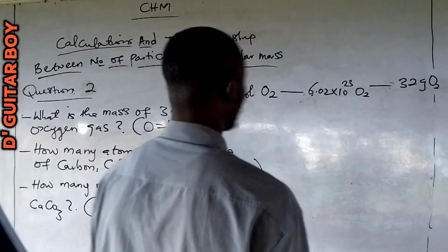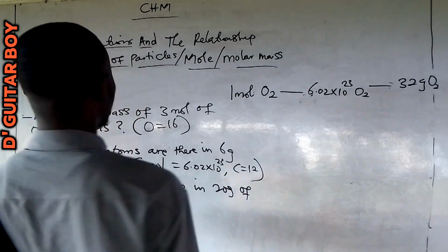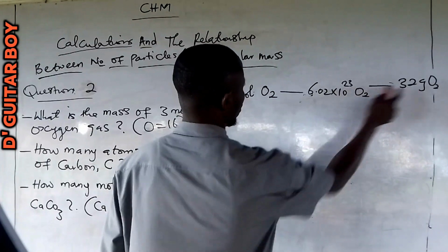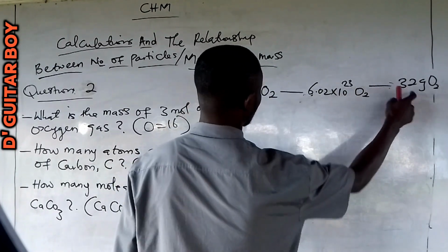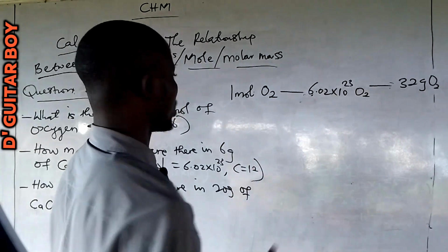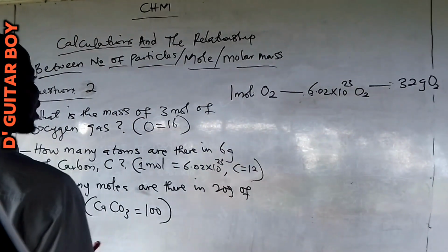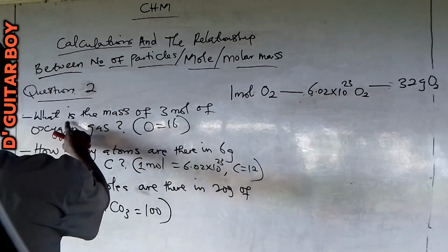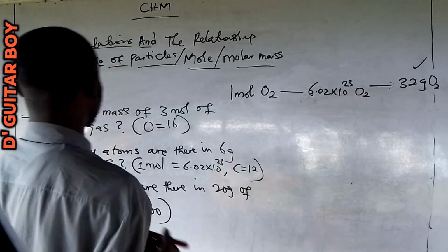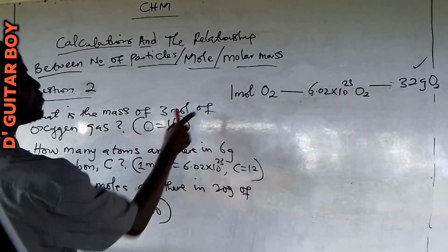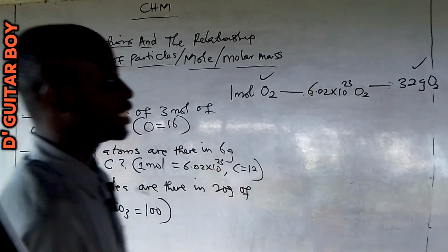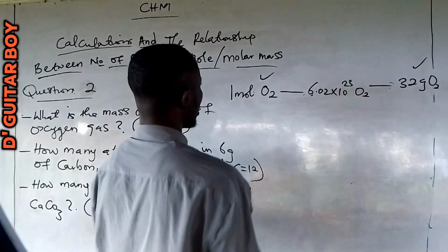From there, what you now do is draw 2 out of these 3 things we are discussing here. Which ones? How do we know the ones we are drawing out? They say, what is the mass? Which means we are drawing mass out. What is the mass of 3 mole? We are also drawing mole out. So number of particles is not included in this relationship. We are just going to draw these 2 out.